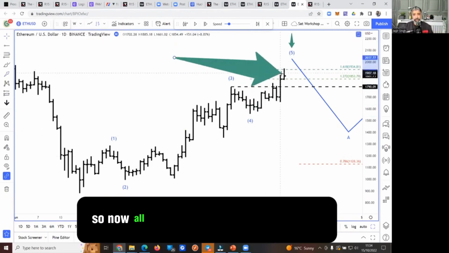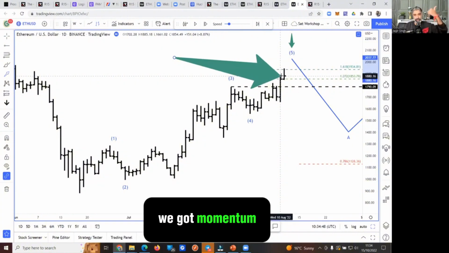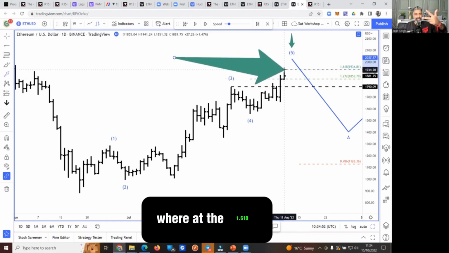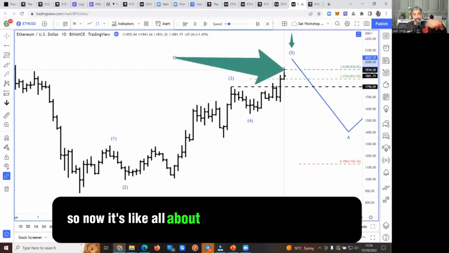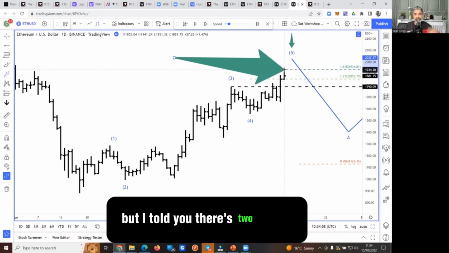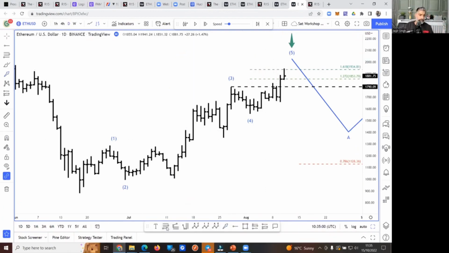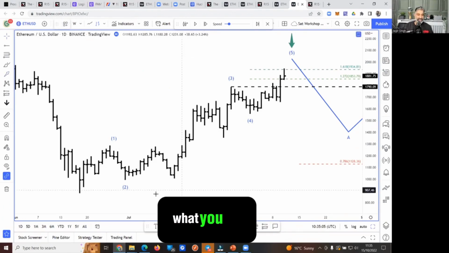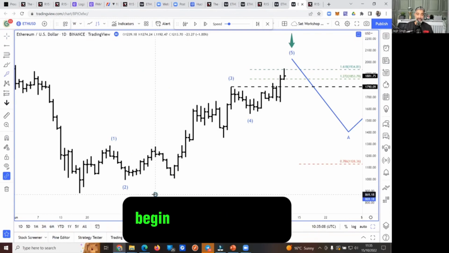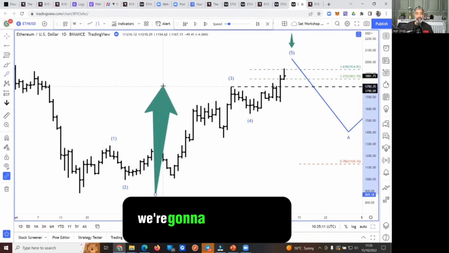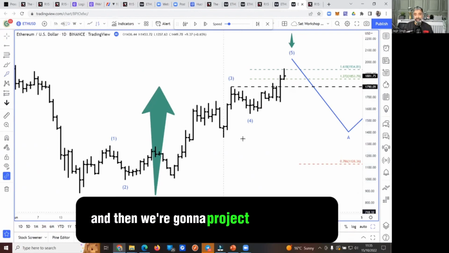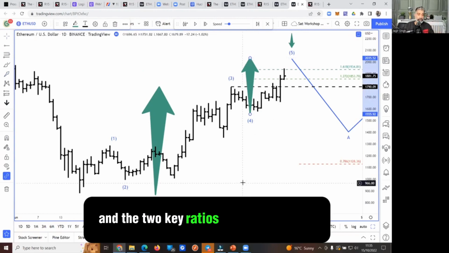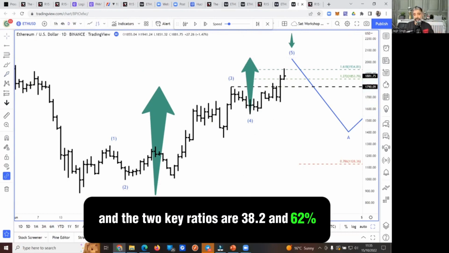So now, all of a sudden, we've got a big clue. We've got momentum, we've got a 5-wave pattern, and we've got an external retracement where we're at the 1.618. So now it's all about tightening your stop losses. But I told you there's two others. The two others are the wave 1 to 3 to 5 relationship. Wave 1, beginning of wave 1 to wave 3, we're going to measure that. And then we're going to project certain ratios from this wave 4 low forward. And the two key ratios are 38.2 and 62%.